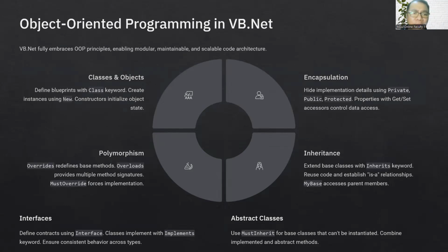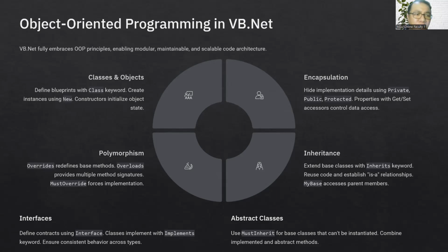VB.NET is an object-oriented programming language. So basically, if it is OOP, that's object-oriented programming, then we do have classes and objects, encapsulation, inheritance, polymorphism, abstract interfaces, and so on. So even in VB.NET, we have classes and objects.